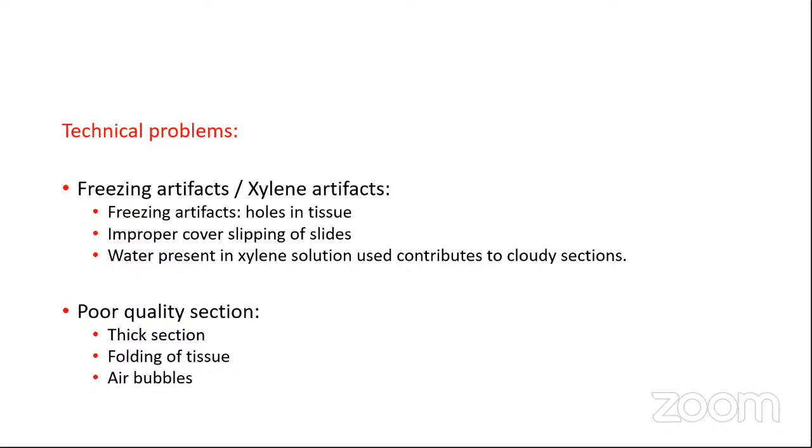The technical problems or technical errors could be secondary to freezing artifact or xylene artifact, where we have holes or shattering in the tissue because of freezing artifacts, improper cover slipping of slides, or water presence in the xylene solution, which cause cloudy sections and a fuzzy picture under the microscope. The poor quality preparation is because of thick sections, folding of tissue, or air bubbles.